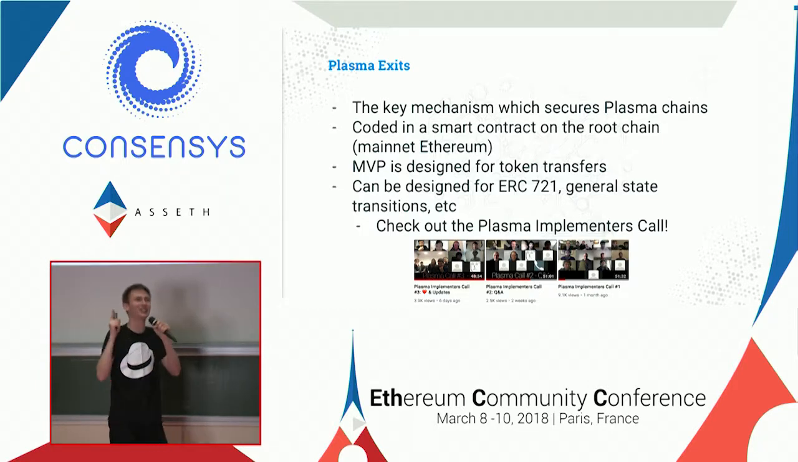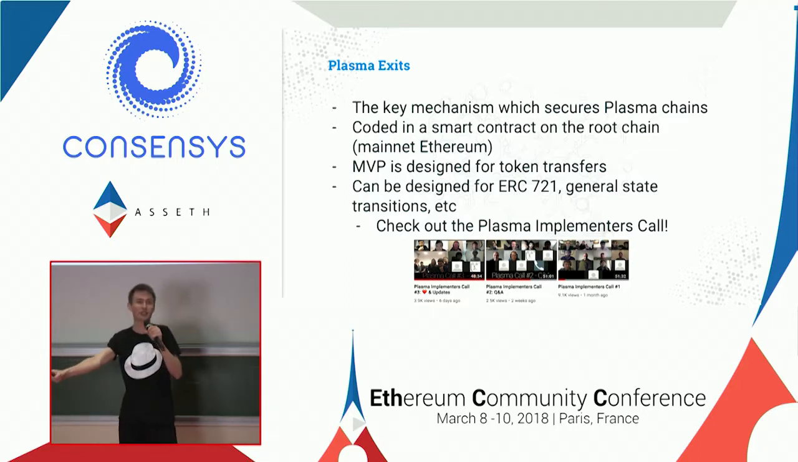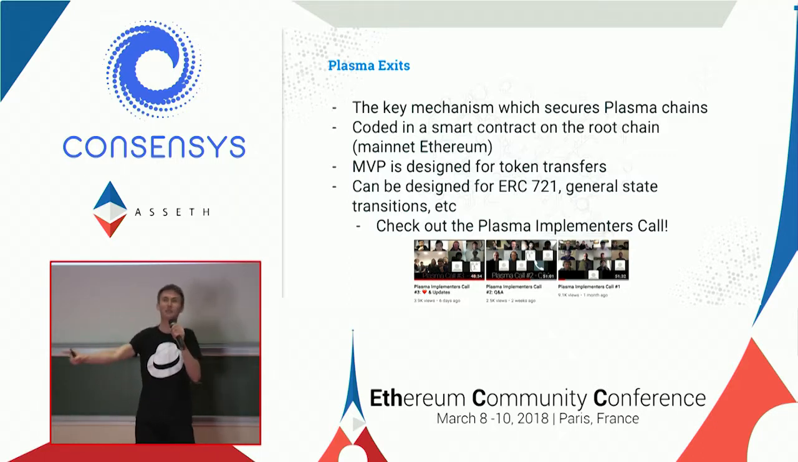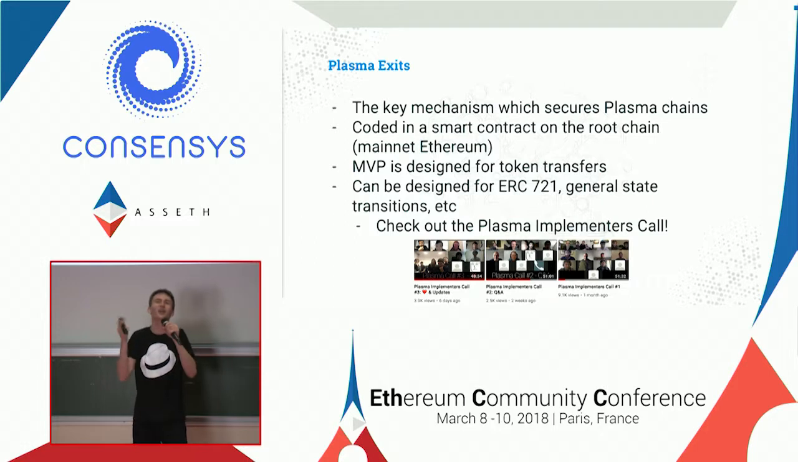Make sure that it actually does require the root chain to be compromised for your Plasma chain to be compromised. If your Plasma chain is less secure than the root chain, or significantly less secure than the root chain, then it doesn't really follow the guiding principles of Plasma.